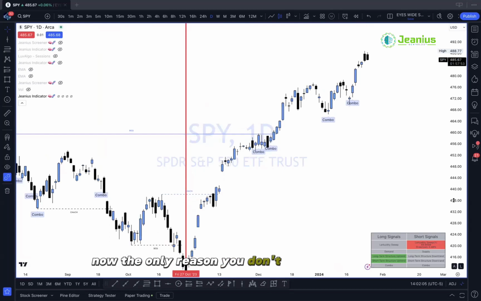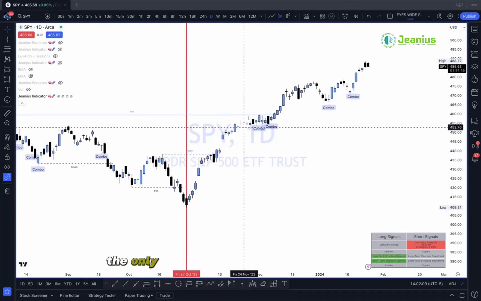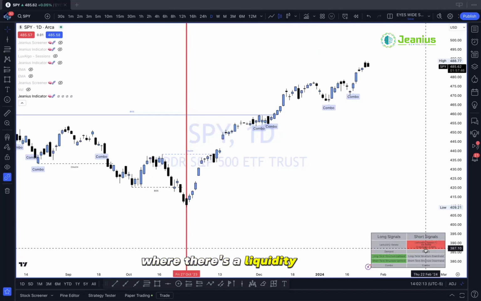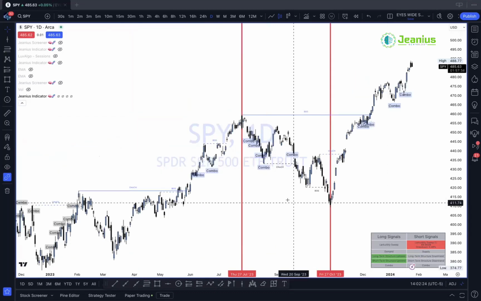Now, the only reason you don't have sell signals for this pivot low here and all this other stuff, even though there's a sell signal popping up where there's a liquidity sweep, is that this isn't important, because my rules are I'm only taking trades if it aligns with the overall uptrend, on the short term and long term.